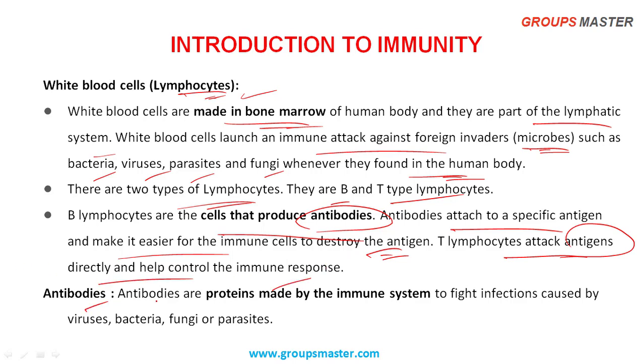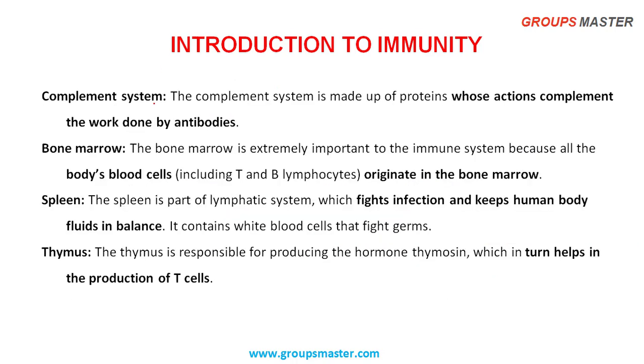What are antibodies? Antibodies are the proteins made by the immune system to fight infections caused by viruses, bacteria, fungi or parasites. Next, what is complement system? The complement system is made up of proteins whose actions complement the work done by the antibodies. What is bone marrow? The bone marrow is extremely important to mention because all the body's blood cells including T and B lymphocytes originate in the bone marrow.